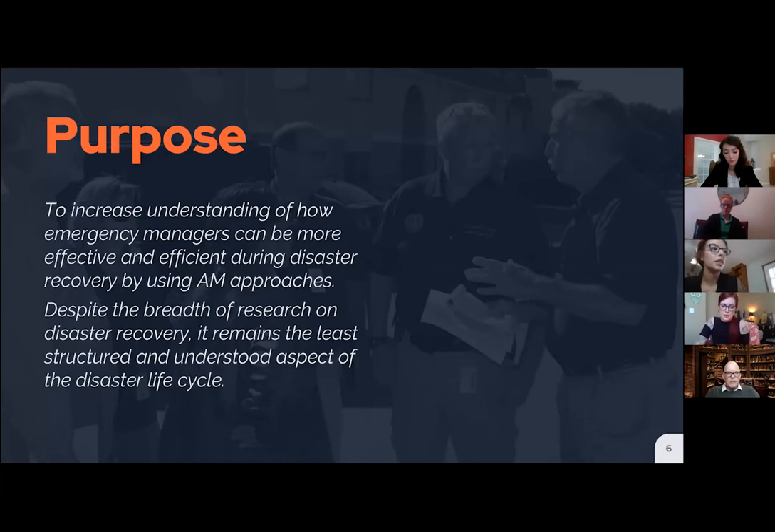Despite the breadth of research on disaster recovery, it remains the least structured and understood aspect of the disaster life cycle, which makes this research imperative to the field of emergency management.